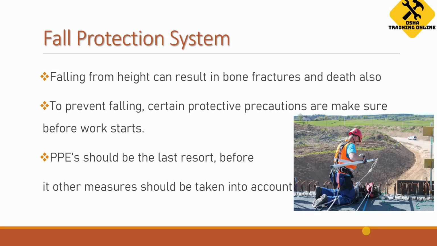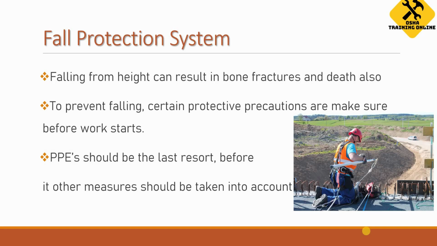Falling from height can result in bone fracture and death also. If suppose a worker works at height and he may fall down, in that case he can fracture his bone, break it, and he may also die, and a fatality can also occur. Now, to prevent this falling from height, certain protective measures are made sure before work starts. In different industries, when a work starts, safety officers and other top level managers make sure that the worker is working safely at the height, and certain protective measures, plans, and procedures are taken before the work initiates, and make sure that all the things are working smoothly and in a safe way.